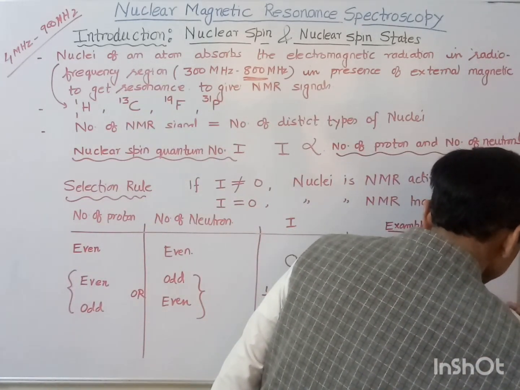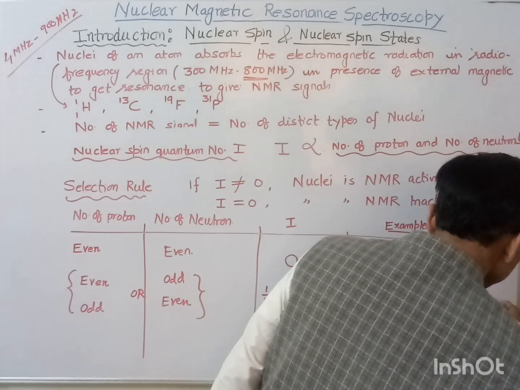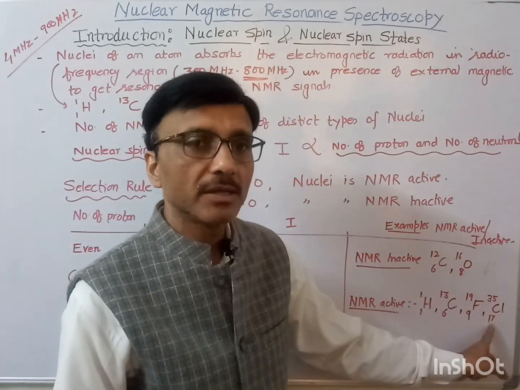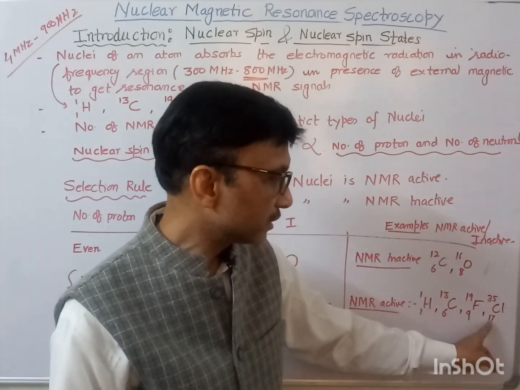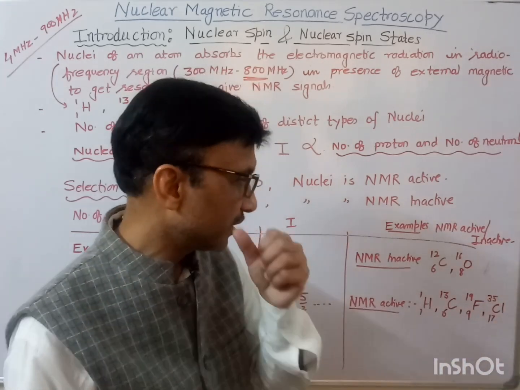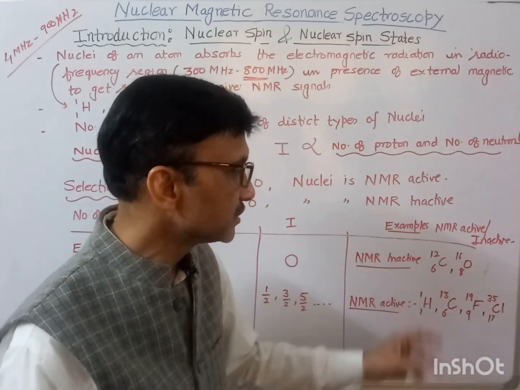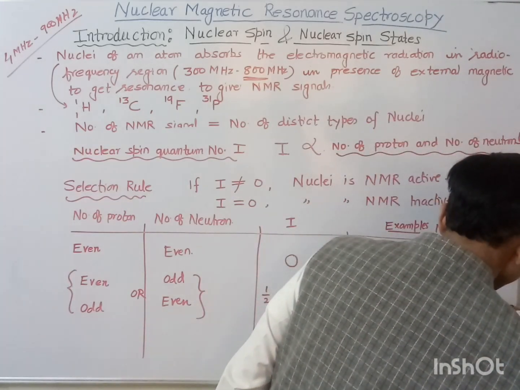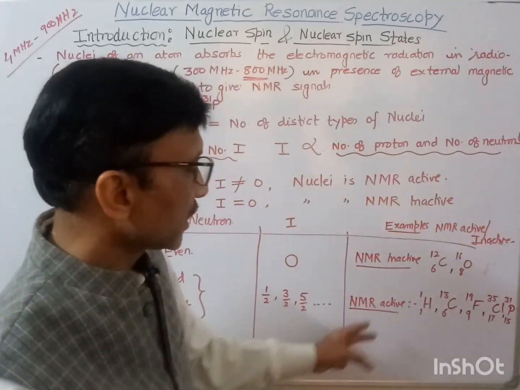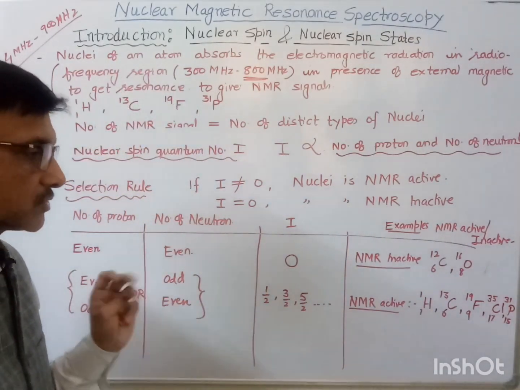If we have chlorine 17 and 35, the number of protons, 17, is odd, and the number of neutrons comes out to be 18, which is even. So one is odd and another is even, and so on. In the same way, phosphorus 15 and 31. So these are the NMR active nuclei where one is even and another is odd.